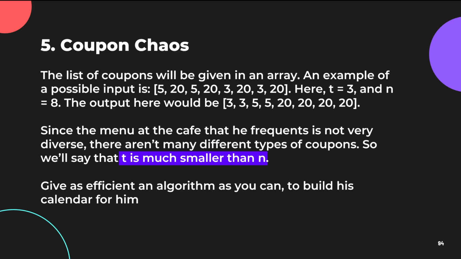The number of distinct coupons is your T, that is 3. But the number of coupons present is 8. So here the output provided will be like, for example, 5, 5, 10, 10, 20, 20, 20. Since the menu in the cafe is not very diverse, not many different types of coupons, hence we can say that T is much smaller than your N. Quite often also in Singapore, a $17 coupon is very rare. Mostly like 5, 10, 20, 50 directly. So in this case, we can safely assume T is much smaller than N. Give as efficient an algorithm as you can to build his calendar.